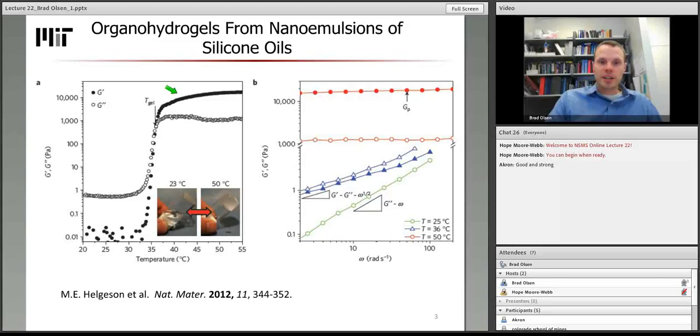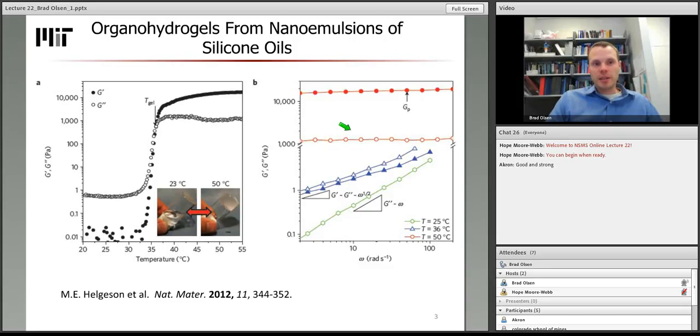On the right-hand side, you see more detailed frequency-dependent rheological analysis. So at low temperatures, you see the characteristic terminal behavior for the materials with the scaling of G prime, G double prime linearly with frequency. As you heat it up, you see the scaling change to G prime and G double prime both going as frequency to the 1/2, and then finally at the highest temperature, you see this frequency-independent modulus over a range of frequencies that's indicative of the formation of a gel.